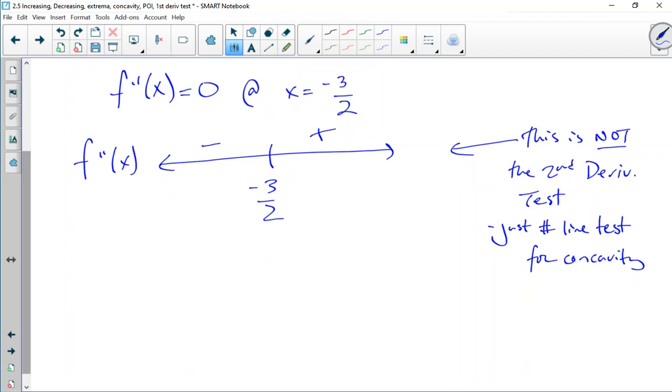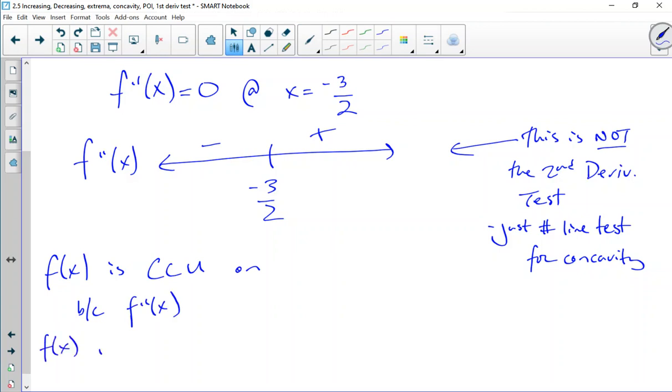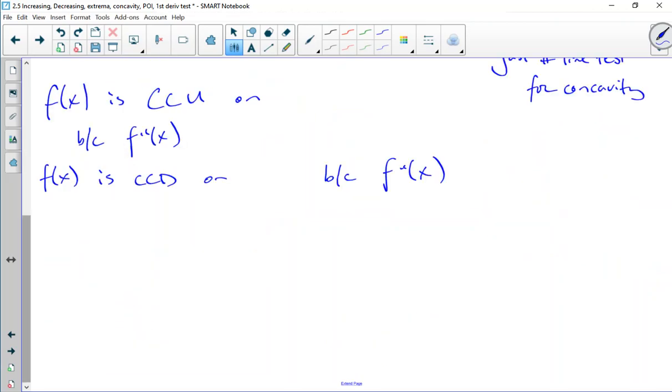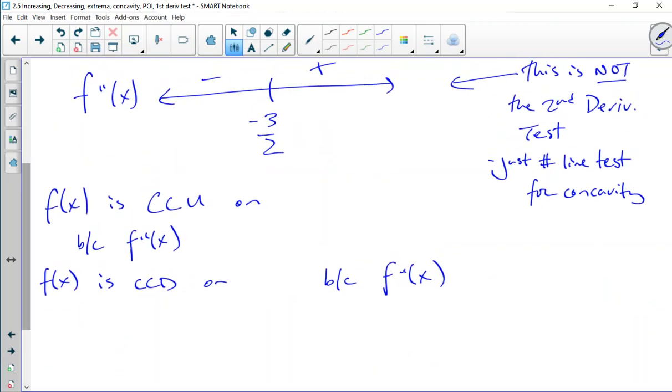And so turn to your neighbor. What do we know about concavity and points of inflection because of what we see here, and how are we going to write it? And as it changes signs.